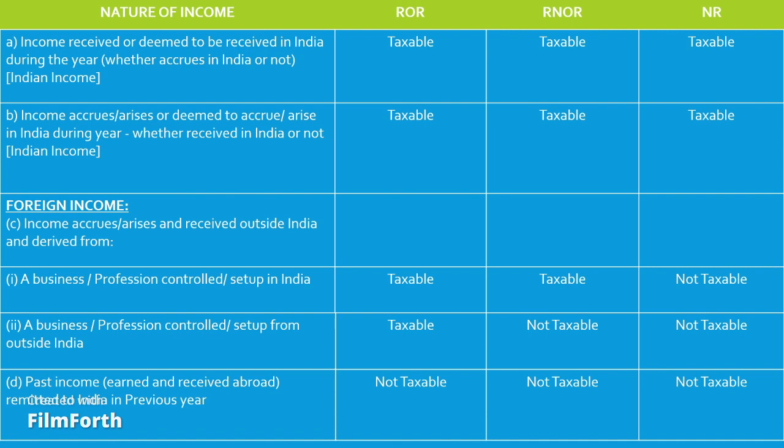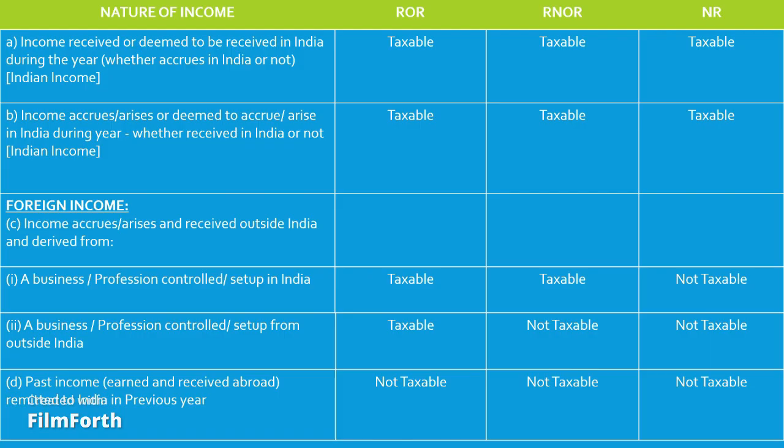2. Resident but not ordinarily resident, RNOR. The computation of total income of RNOR is the same as in the case of ROR stated above, except for the fact that the income accruing or arising to him outside India is not to be included in his total income. However, where such income is derived from a business controlled from or profession set up in India, then it must be included in his total income even though it accrues or arises outside India.